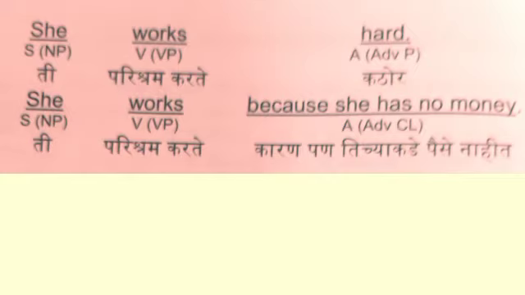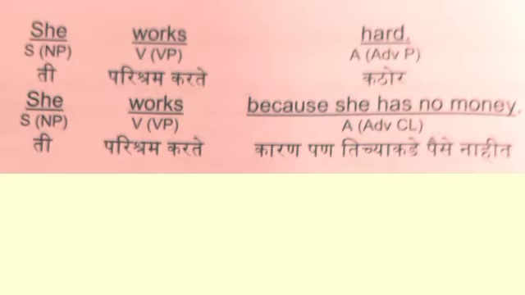It gets its meaning only when it is attached to words. Because she has no money has no meaning independently. It gets its meaning when it is connected with the rest of the sentence, and that we have to understand. So in this sentence, the adverb hard is replaced by because she has no money, and because she has no money can be replaced by adverb hard or any other adverb. And such clauses are called adverb clauses.